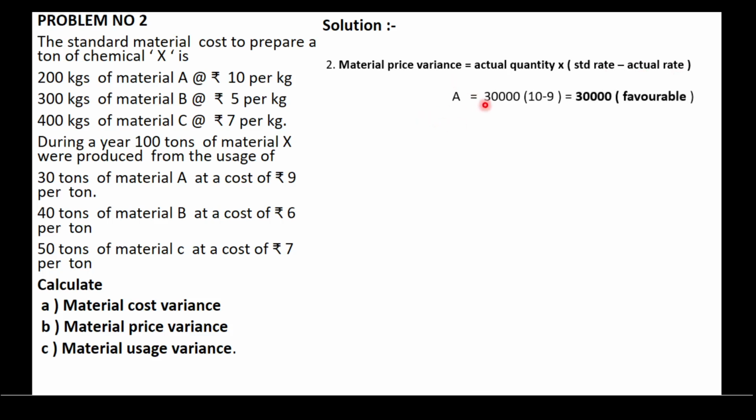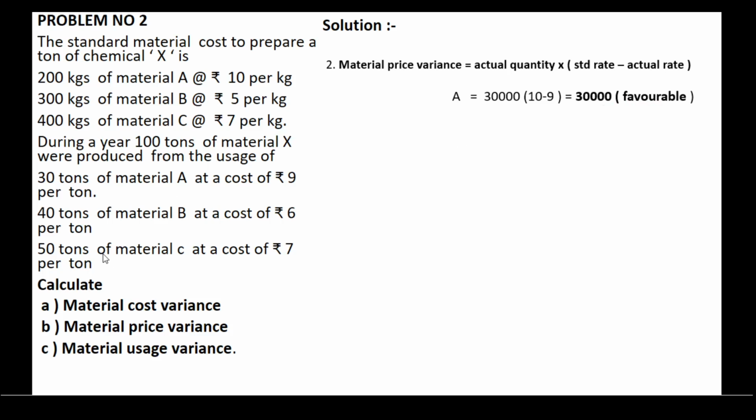For the material A, here the actual quantity is 30,000, that is 30 into 1,000, 30,000. The standard rate is rupees 10, and the actual rate is rupees 9. So 30,000 into 10 minus 9 means 1. So 30,000 into 1. So the material price variance for the material A is 30,000 rupees. So it is called favorable.